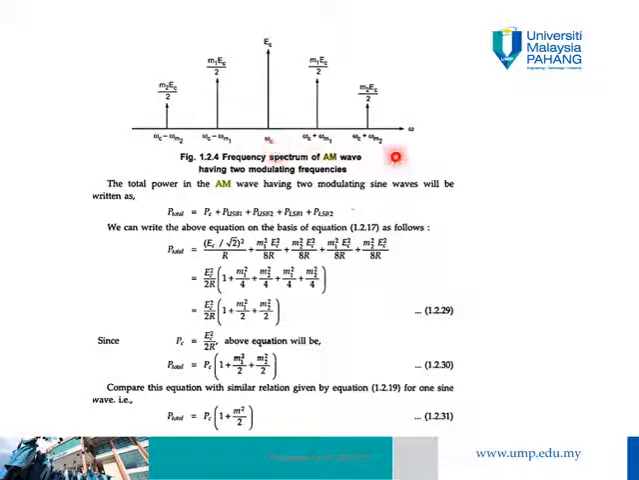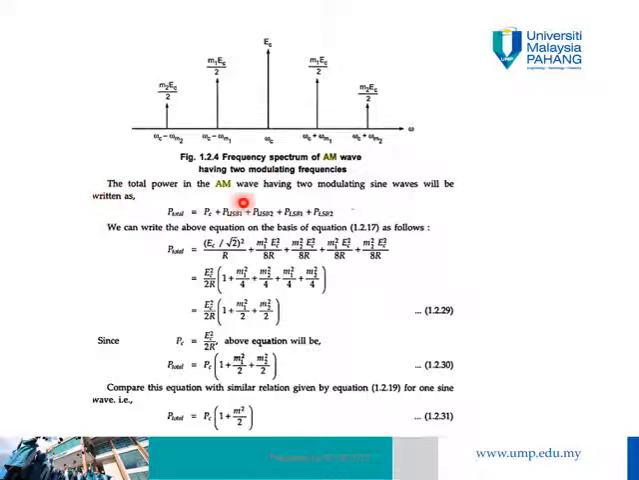So now instead of three frequencies, we have 5, which are the carrier, lower side 1 and lower side 2, and upper side 1 and upper side 2. Frequency spectrum of AM wave having two modulating frequencies.